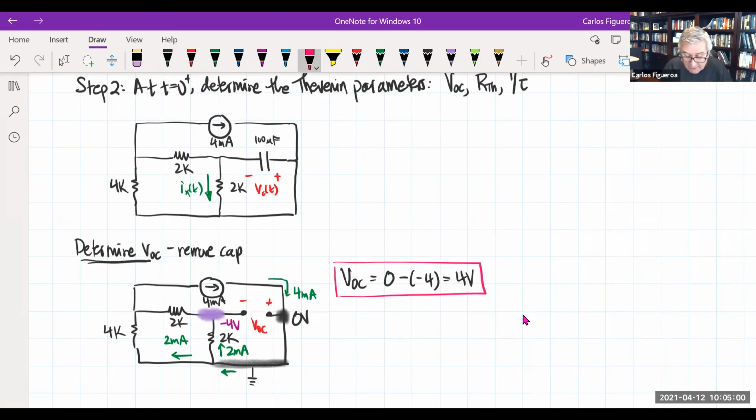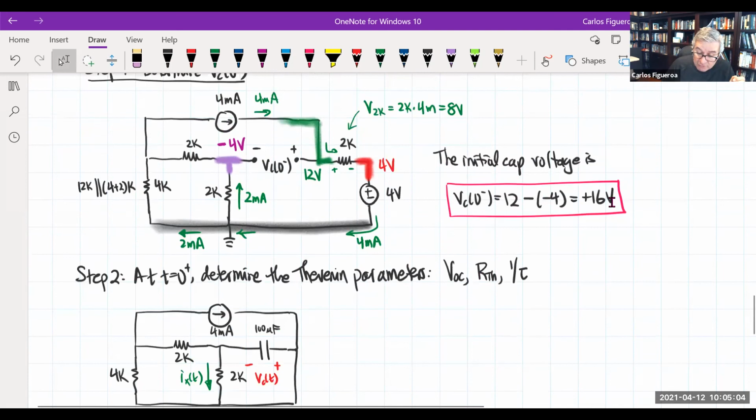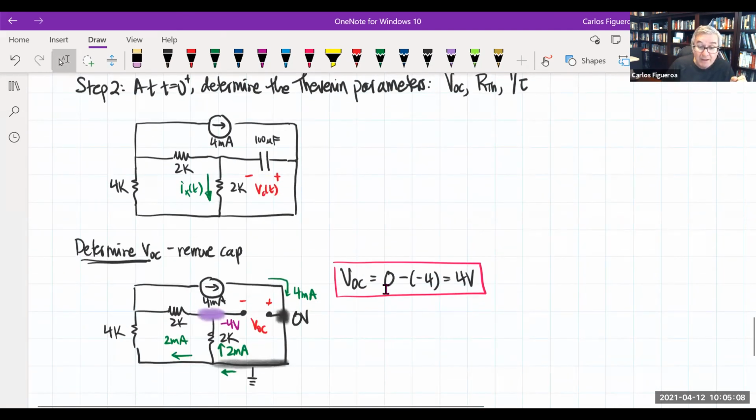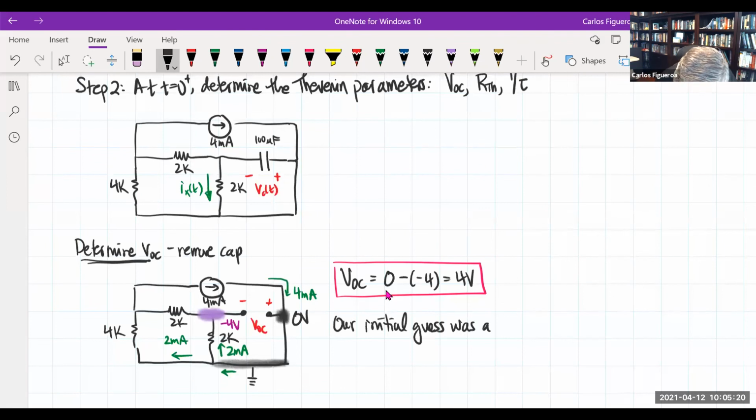So what was our guess? VOC started at what? 16 volts. This is now dropping down to 4 volts. So our initial guess here was a discharging cap. So what does this mean?